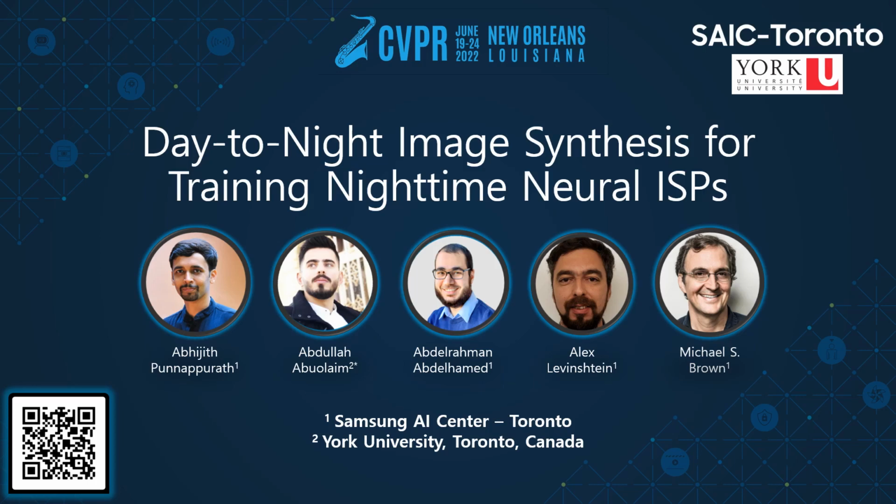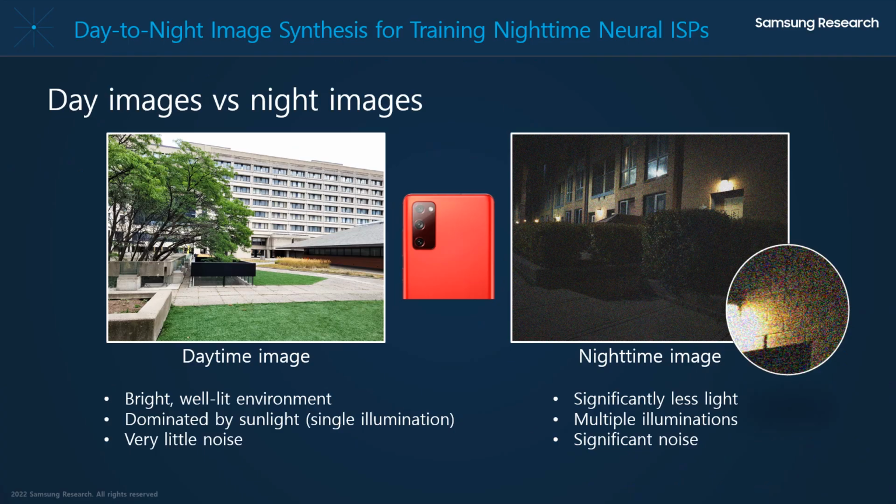Day-to-night image synthesis for training nighttime neural ISPs. Imaging under daylight is easier because the scenes are brighter, dominated by a single illuminant, and minimally affected by noise. In contrast, nighttime scenes are much darker, contain multiple light sources, and suffer from high levels of noise, particularly in smartphone cameras.